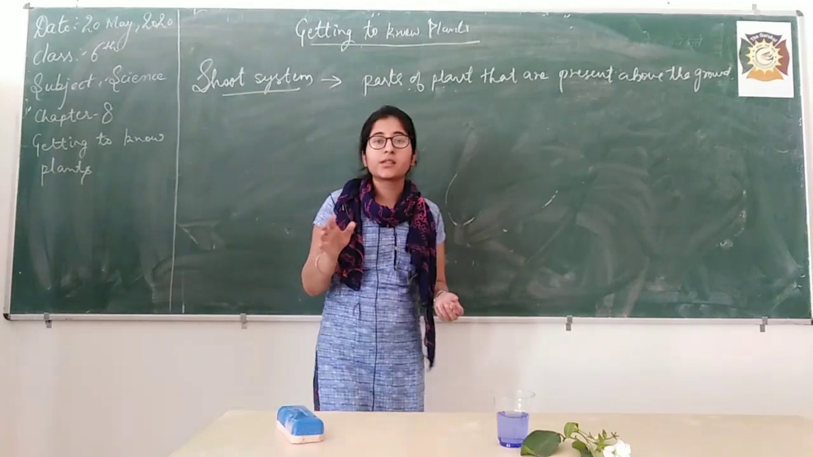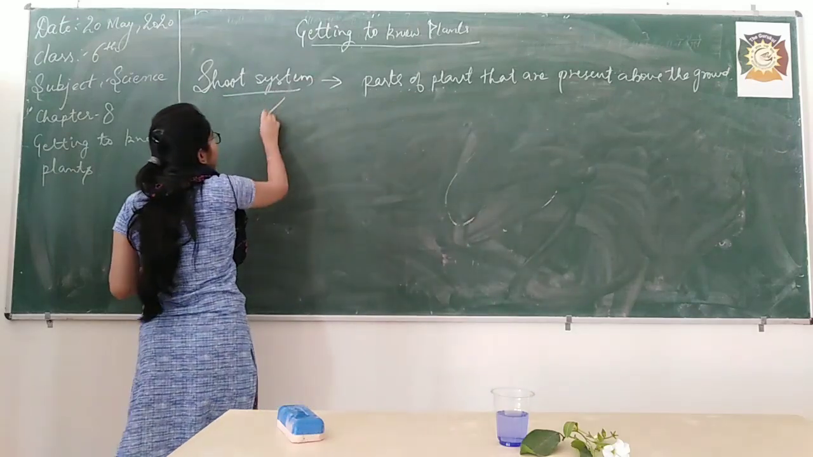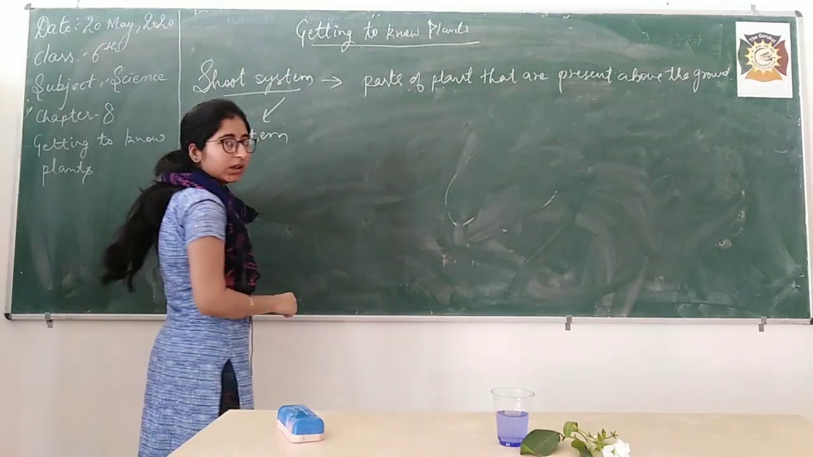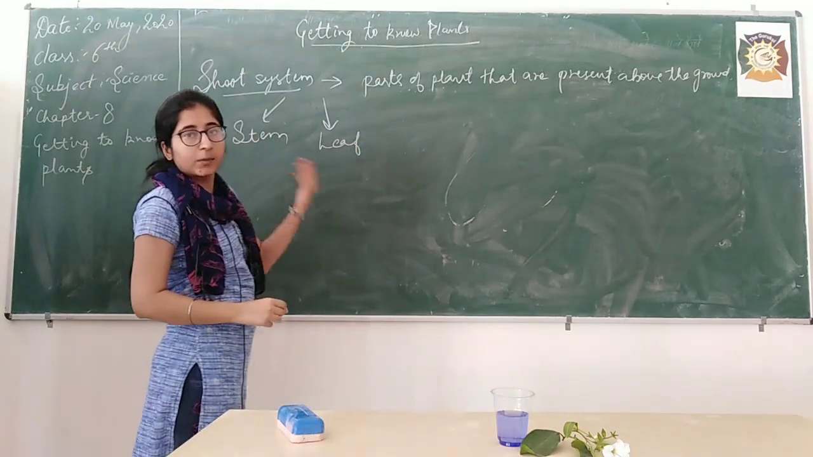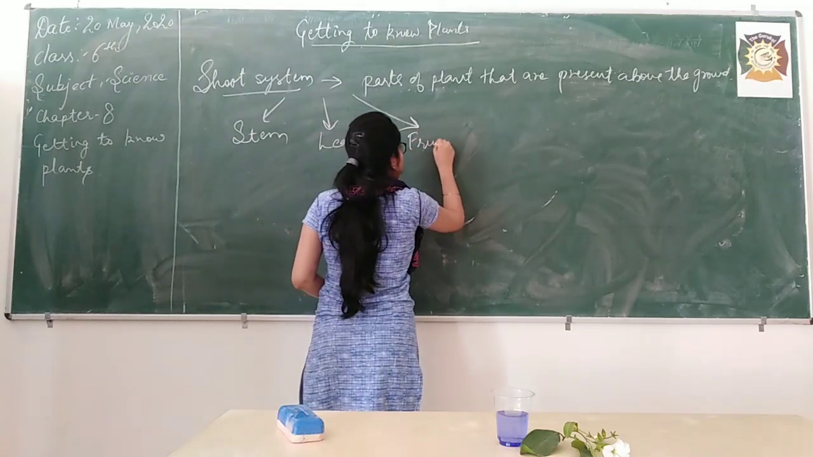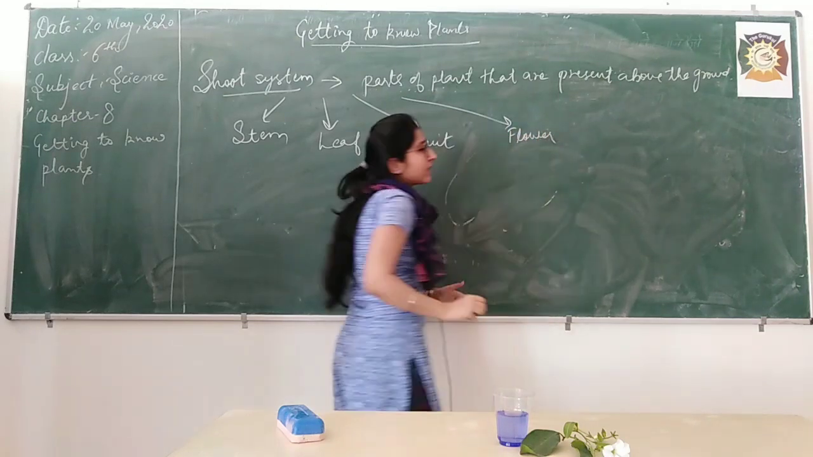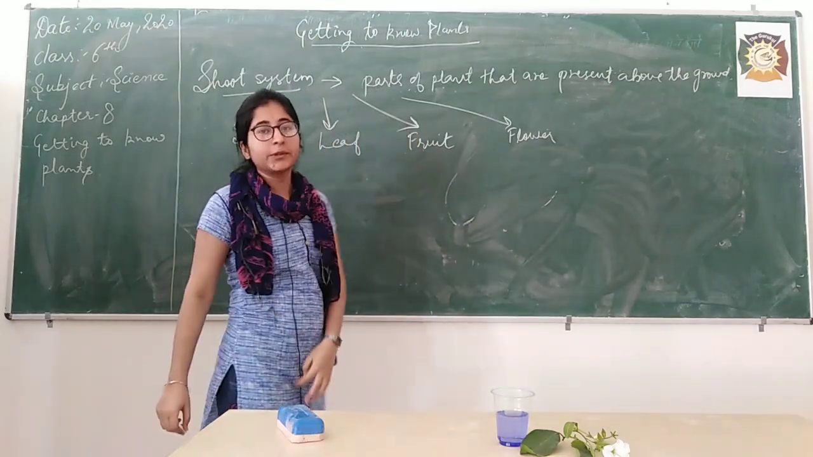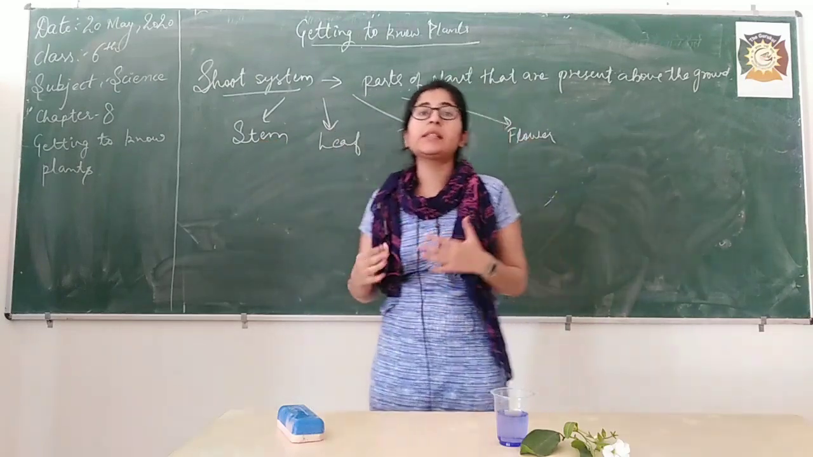So what are the parts that a shoot system has? What are those parts that are above the ground? Number one is the stem. We know that the stem is present above the ground, so it will come in the shoot system. The leaf is also present on the stem and it is above the ground, so the leaf also forms the shoot system. Then fruit and flower, right? All these parts are present above the ground, so they form the shoot system. We will study all these parts one by one in our next classes.